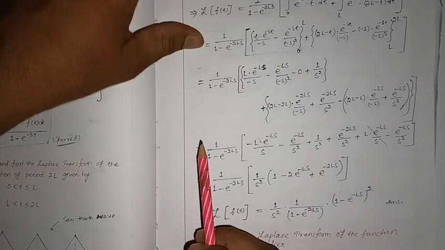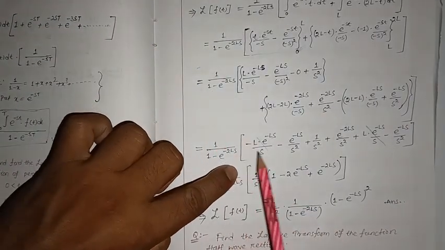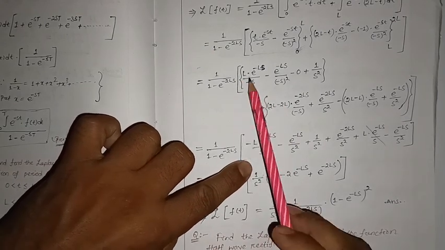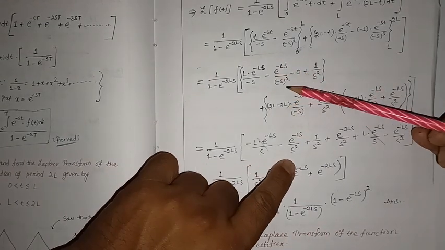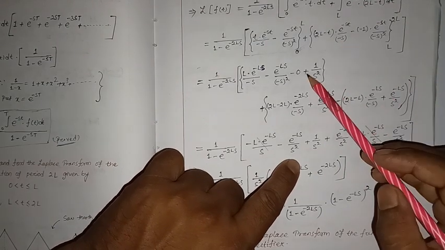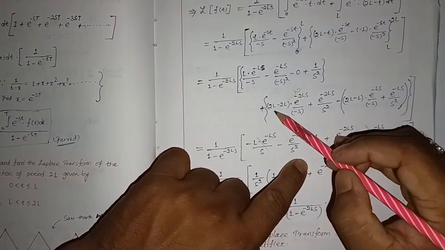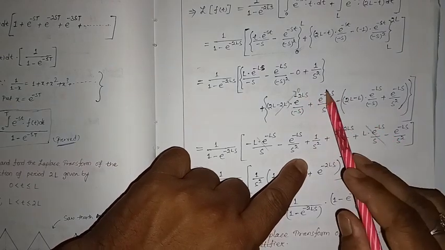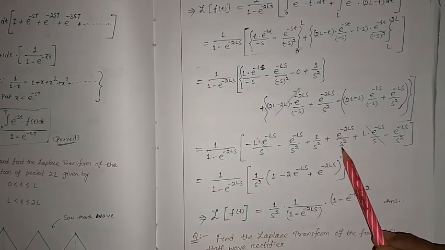Now 1 by 1 minus e to the power minus 2Ls, whole, into this one will be minus, so minus L into e to the power minus Ls by s. This term will be e to the power minus Ls by minus s square, means s square. This 0 cancelled out, plus 1 by s square, and this term will be cancelled out because 2L minus 2L will be 0. So again we write this term, e to the minus 2Ls by s square.